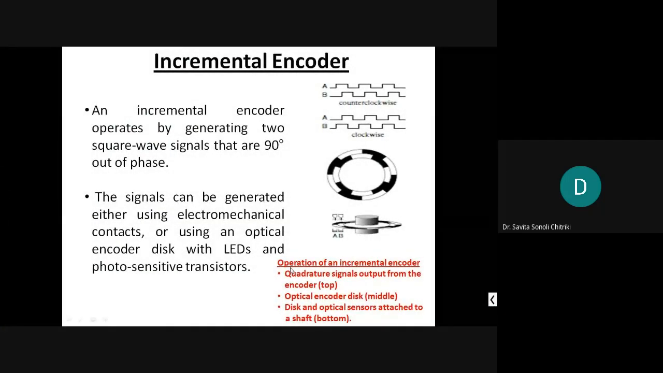You can see there, the operation of an incremental encoder: quadrature signal outputs from the encoder at the top. The optical encoder disc is in the middle, and the disc and optical sensor are attached to the shaft at the bottom. The center shaft is there and then the disc. You can see the white lines and the black lines there. As and when light falls on it, that period is taken as the conducting period. So the square pulse is generated there. Like this, the incremental encoders are used.